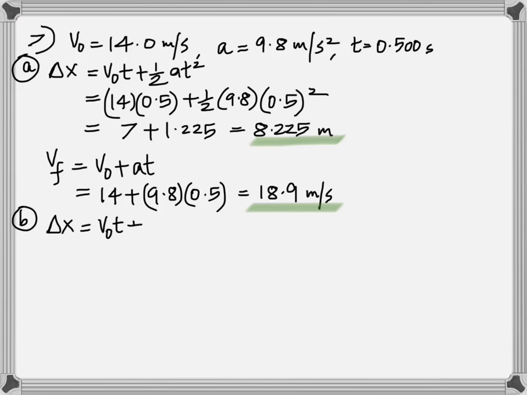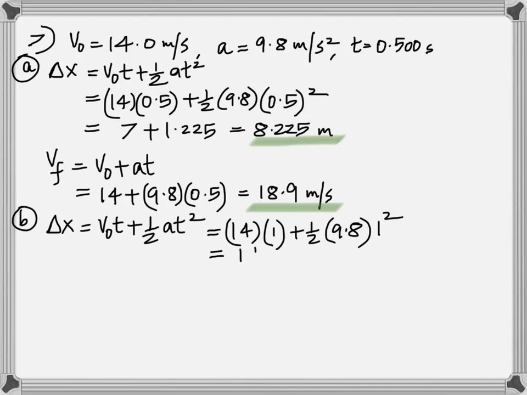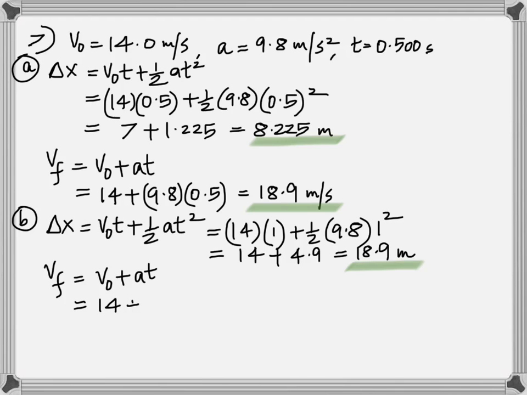And I'm doing it for one more time, maybe 1 second. Same equations, only the quantity that changes is the time. .9 meter. And to find the final velocity, of course it's going to be larger than the first one. Yes, it's 23.8 meter per second after 1 second. So you can complete this problem the same way for the other times mentioned.